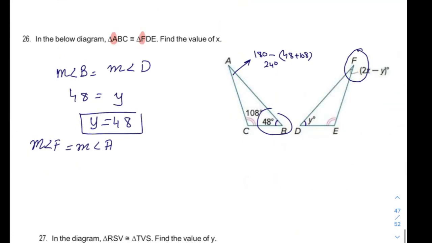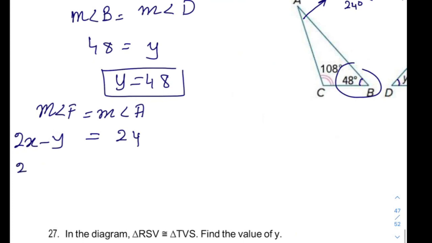Since A is 24, angle F, which is 2x minus y, is 24. Let's take y and replace it with the value we found before, 48. And we will solve.